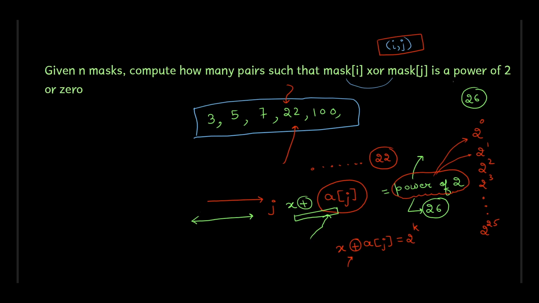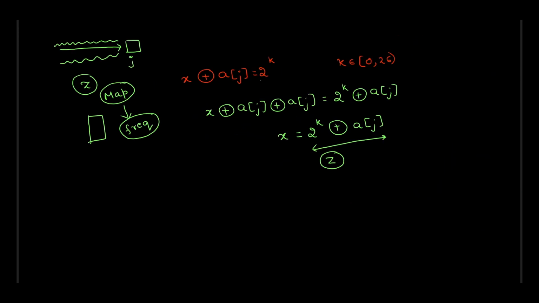The other thing is, we said that we need to count how many pairs are there where the mask is a power of 2 or the mask is 0. So when will the mask be 0? If x XOR aj is equal to 0, it means x is equal to aj. It means all you have to do is find how many elements are there inside your map with the same value as the one that you are currently at.